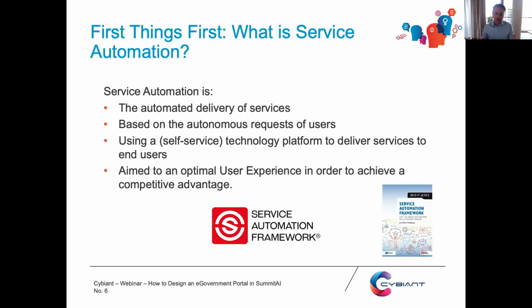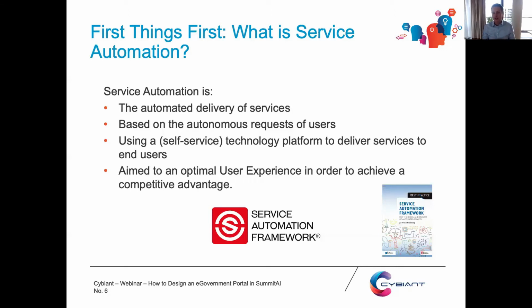If you order a taxi through your Grab app, it will only come if you specifically request it. And the same is true for government services. You will only receive a new parking permit or a new marriage license, or for instance, a new passport at the moment you request that particular service. So in service automation, you should know that any request is based upon the autonomous requests of users. So the process doesn't start otherwise.